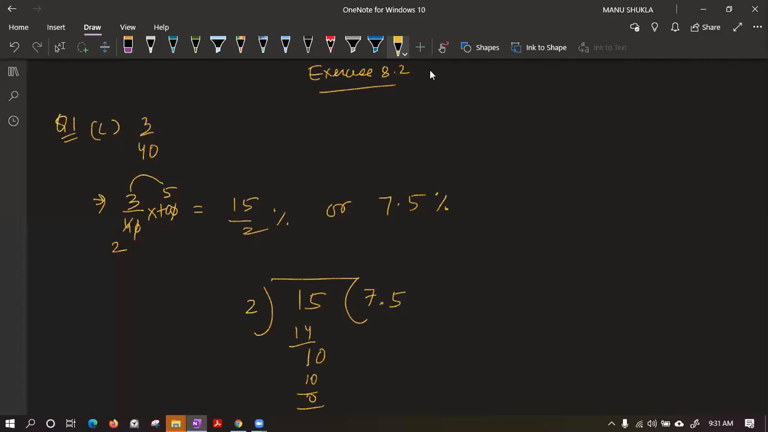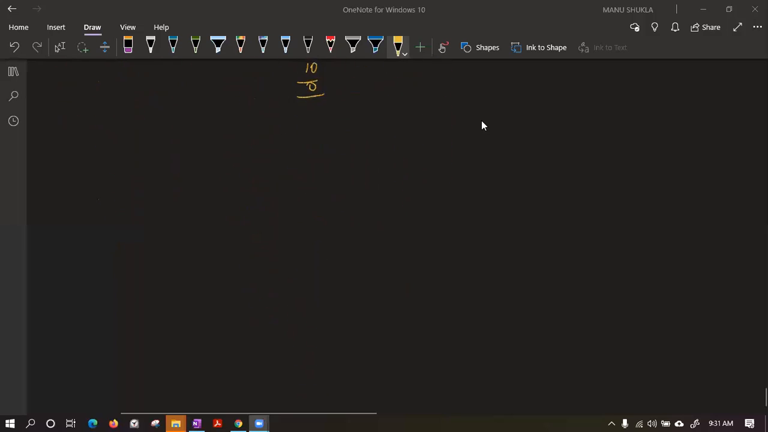Now, let us take the next case where we convert decimals into percents. Similar case, now we will be converting decimals into percentage. Let's see question number 2. You can try the remaining parts on your own. They all are easy.